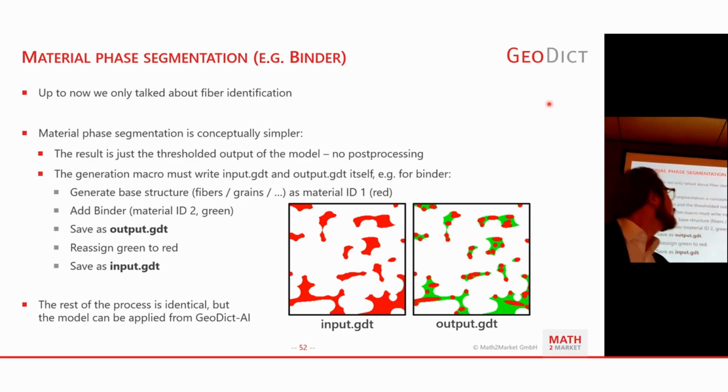Now, last but not least, if you want to do material phase segmentation, and I already mentioned most of this actually. So here in material phase segmentation, we don't produce center lines, but the result is just the output of the network. By the way, this is being thresholded, so the network actually outputs a value between 0 and 1 for each voxel, and we usually can change that, but usually we say the cutoff is at 0.5. So if the network predicts a number larger than 0.5, the voxel becomes green. If it's smaller than 0.5, the voxel stays red, basically. And for material phase segmentation, it's conceptually easier because there's no post-processing. Whatever the network outputs is thresholded, and that's your resulting image.